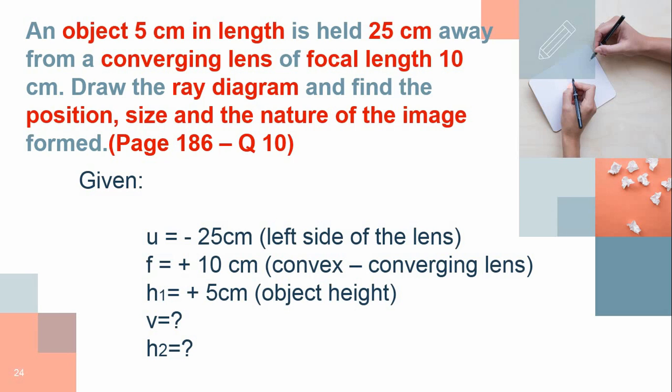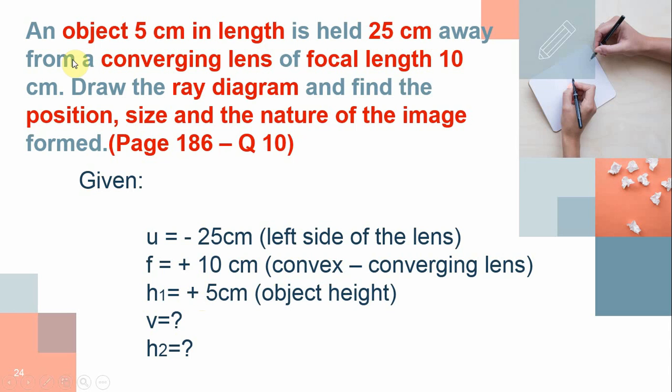From this problem, object 5 centimeter in length. That means the height of the object is 5 centimeter. Here h1 is equal to plus 5 centimeter. That means the size of the object or object height is 5 centimeter. Here plus indicates the object is placed above the principal axis, so we take plus.